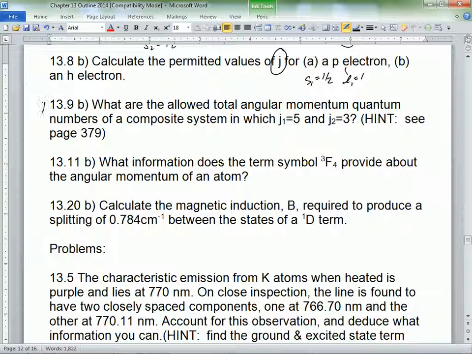How about number 9? That's tricky, so we're going to do A to B's. What are the allowed total angular momentum quantum numbers? Composite system with J1 is 5, J2 is 3. Hint, see page 379. Why do you need a hint for this? We just do what we've always been doing. I don't know why you need a hint for that. Kind of odd. You should cross that out. That's just confusing. There's nothing special about that. So mark out the hint.